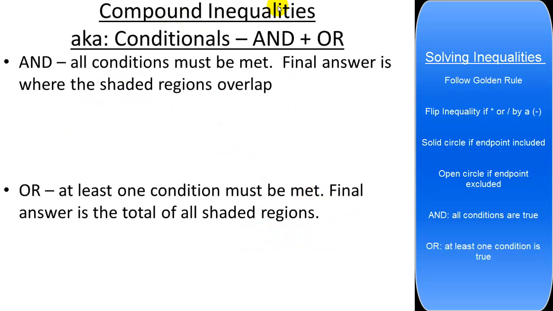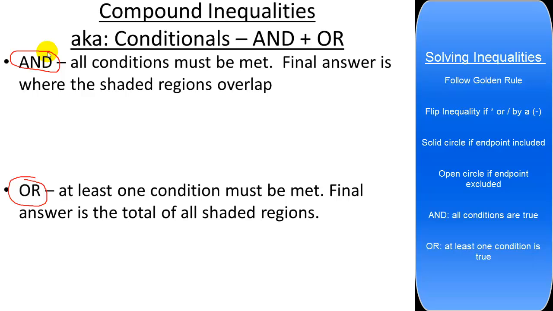So compound inequalities. Compound inequalities are conditionals that are either "and" or "or". So it's when you have more than one criteria, and you're either saying that in order to be the answer, you have to meet all the criteria, criteria 1 and criteria 2 and criteria 3, etc. And the "or" possibility, it's called a conditional, is you have to meet at least one of the criteria. So let me give you a real world example.